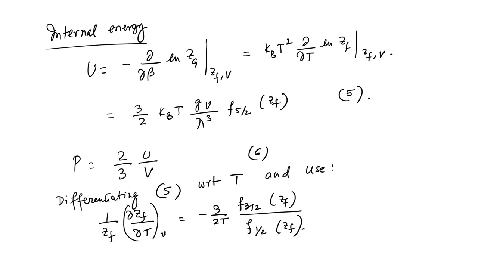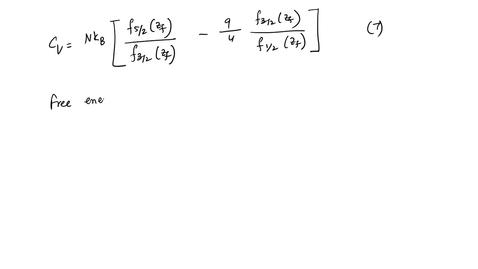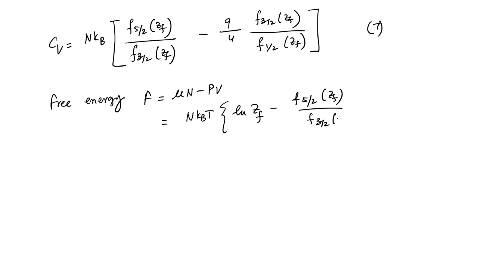I hope I've written 6. Okay, 6 is there. This is 7. This is the expression for the specific heat at any temperature of a Fermi gas. You just have to use these Fermi integrals to know the exact temperature dependence. And the free energy, of course, you can write down. They're not very important, but sometimes for some particular reason you may need this. So the free energy F is equal to mu n minus PV, and that's equal to nkT log of Zf minus f of 5/2 Zf over f of 3/2 Zf. That's your free energy. We are not doing anything more with this, just getting the expressions in terms of the Fermi distribution function or the Fermi-Dirac integral.